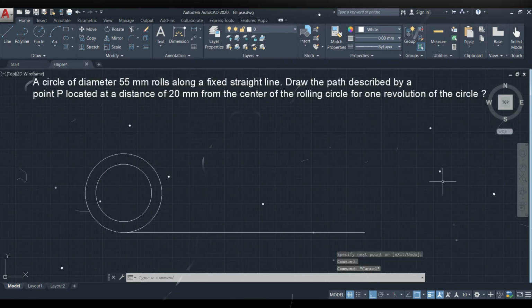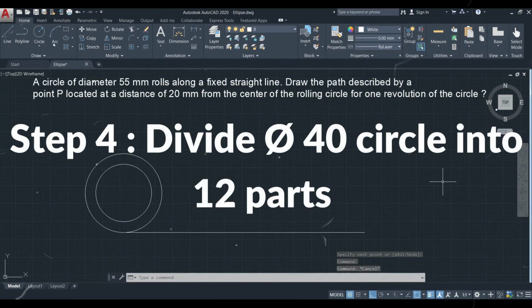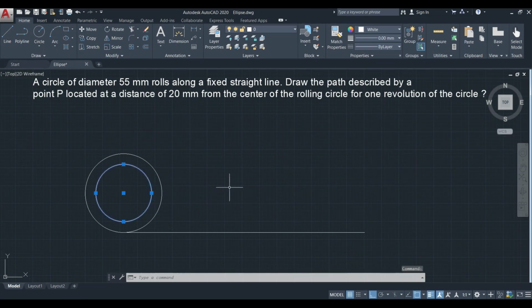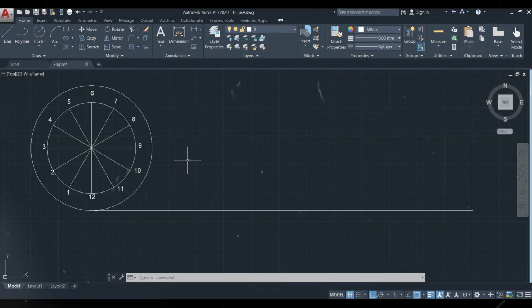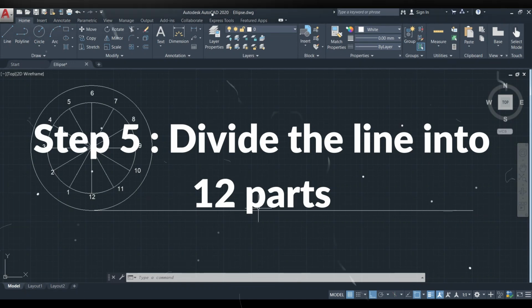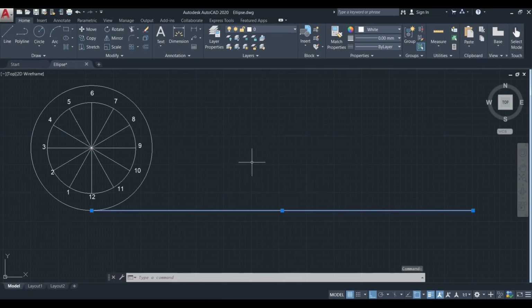Now the fourth step is we have to divide the smaller circle into 12 equal parts. Previously, in the normal cycloid, there was only one circle and we divided that circle into 12 equal parts. But here we have to divide the smaller circle into 12 equal parts. Now the next step is to divide the straight line into 12 equal parts.